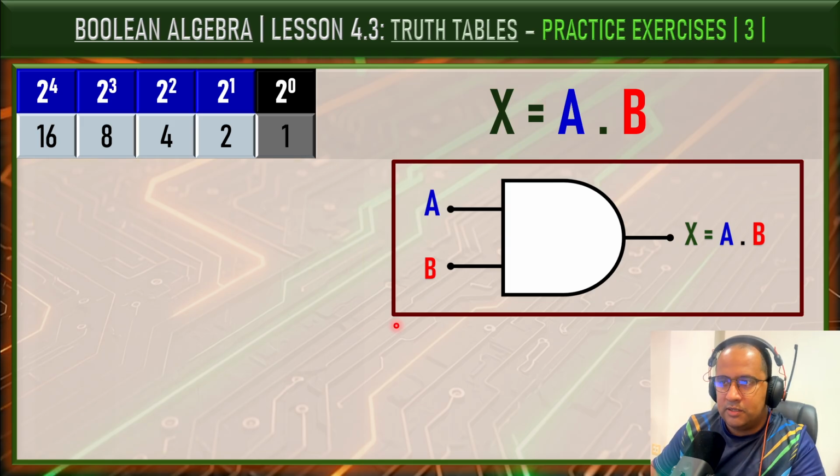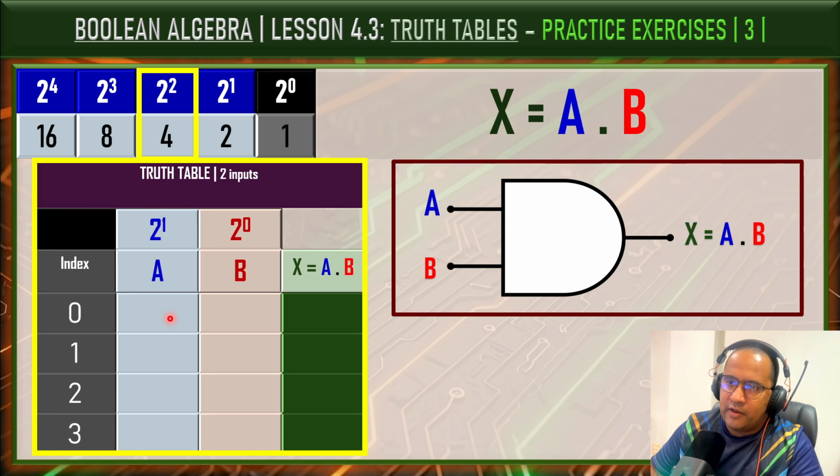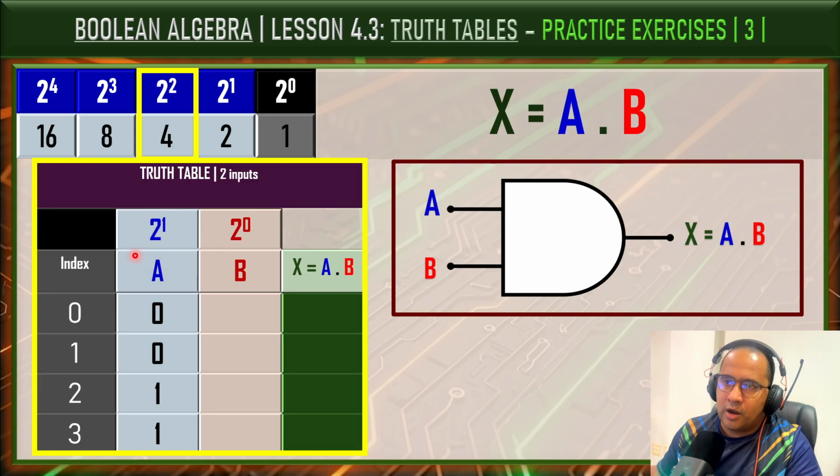Therefore, our truth table must contain 4 input combinations. As we already learned, column A changes its value every 2 rows because it has a weight of 2 to the power of 1, okay? B is the least significant bit, so it changes its value every row: 0, 1, 0, 1. And now we can determine the output values of this logical function.